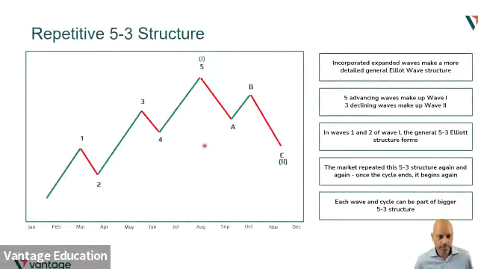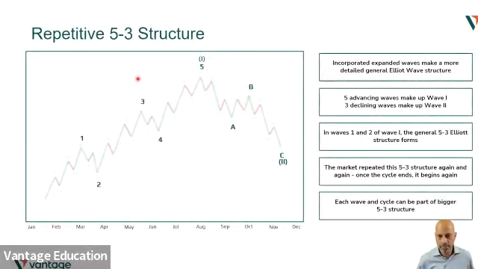So the next slide is going to show you that. So you're going to see this 1, 2, 3, 4, 5, A, B, C. So this 8 wave structure can be repeated in just wave 1, and you should also be seeing it in wave 2, 3, 4, 5, and so on and so forth, right? So let's just go to the next slide and see what we mean.